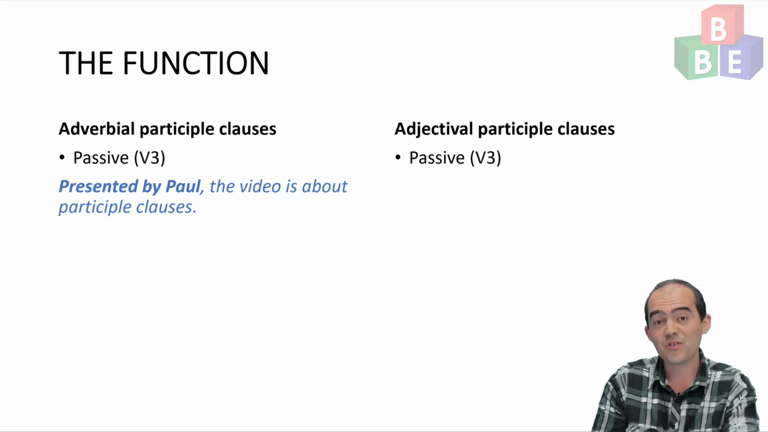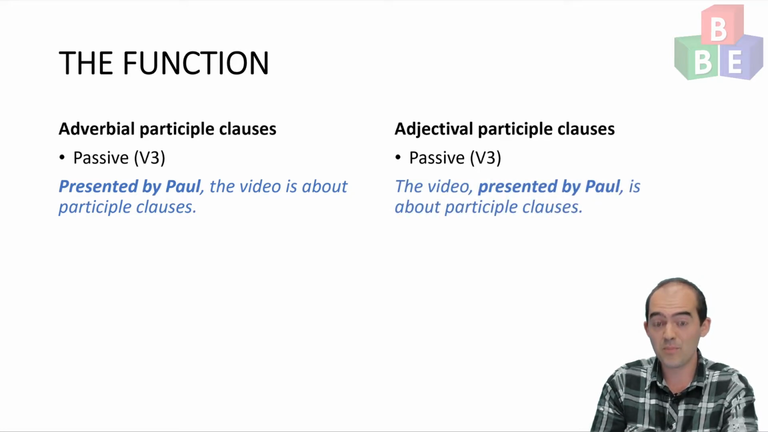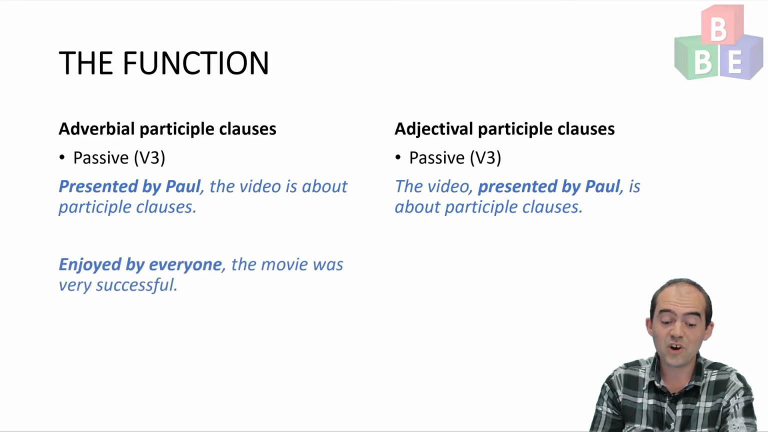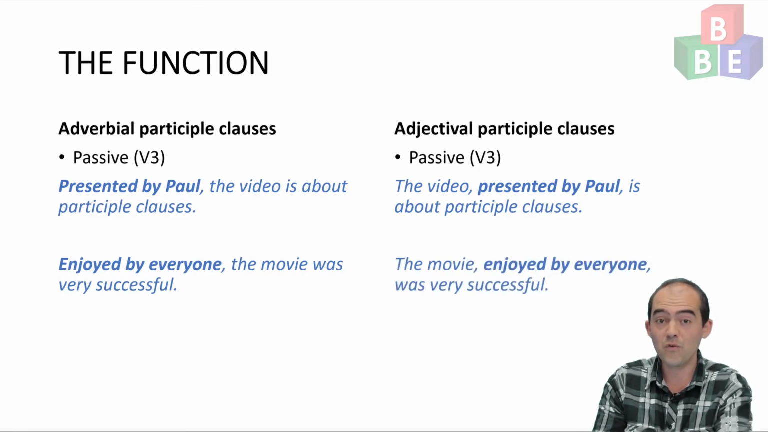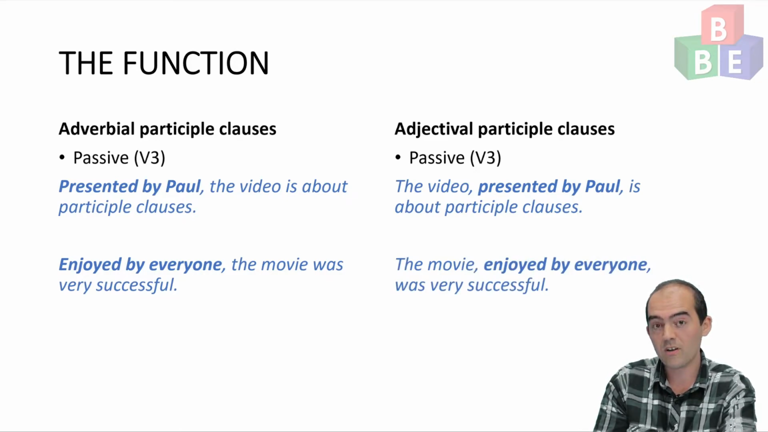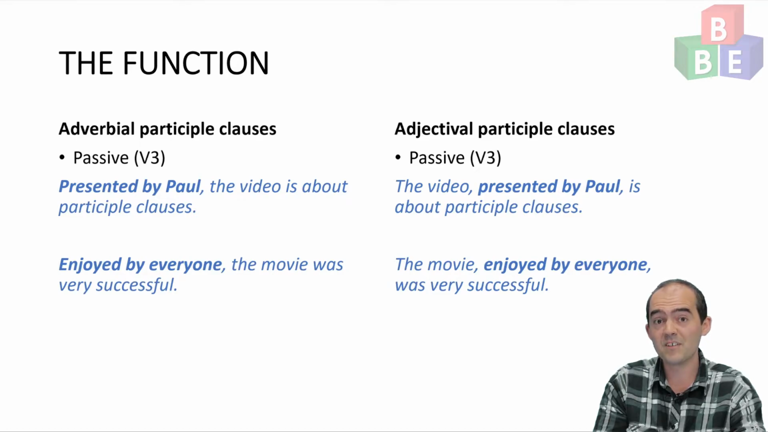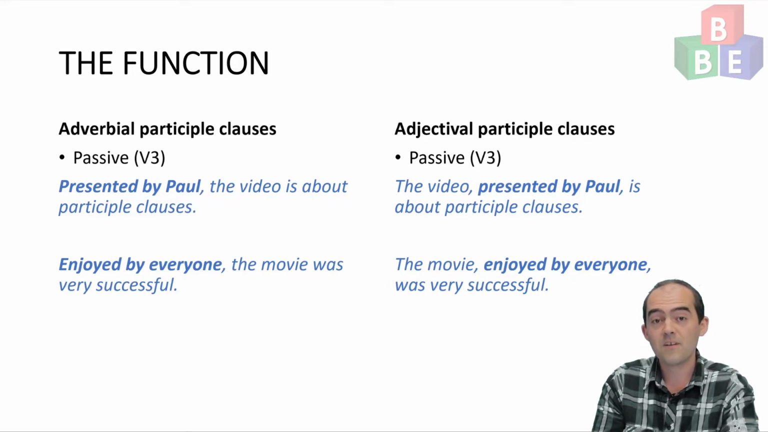Once again, I can also make this adjectival. The video, presented by Paul, is about participle clauses. Another example, enjoyed by everyone, the movie was very successful. Or, the movie, enjoyed by everyone, was very successful. Once again, the participle clause is giving us more information about the subject, the movie.